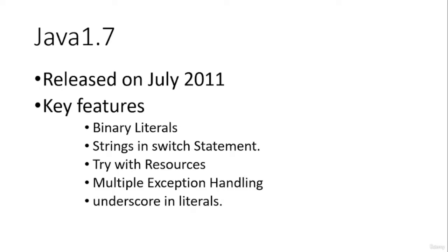Next feature is multiple exception handling. This feature is introduced in Java 1.7, which allows us to use a pipe symbol and catch multiple exceptions one by one in a single line. So this allows us to have good compact code for exception handling.